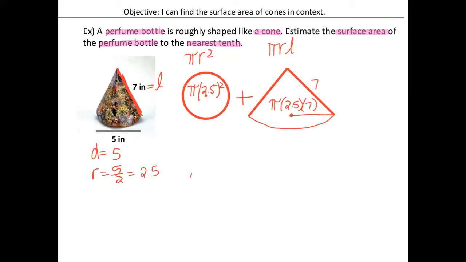And then we're going to add those together, okay? So for my surface area, we're going to go pi times 2.5 squared plus pi times 2.5 times 7. And you're just going to grab your calculator and type that whole thing in just like it shows up there. So pi, parentheses 2.5, close the parentheses, x squared, plus pi, parentheses 2.5, close the parentheses, and then open a new parentheses 7 and close the parentheses.